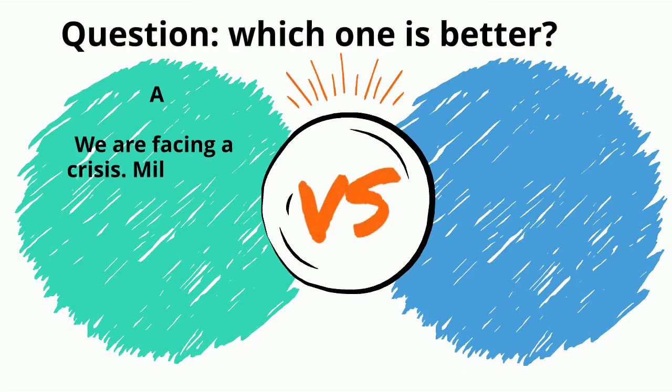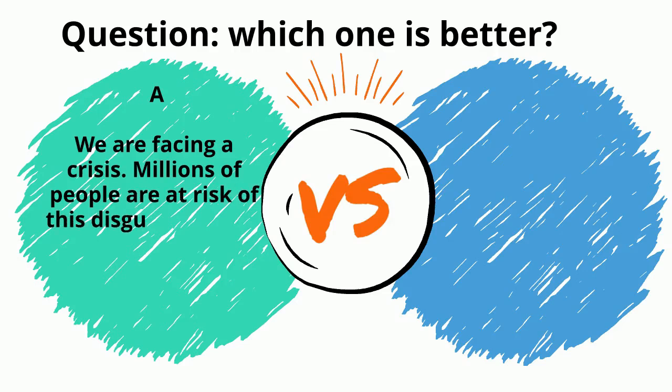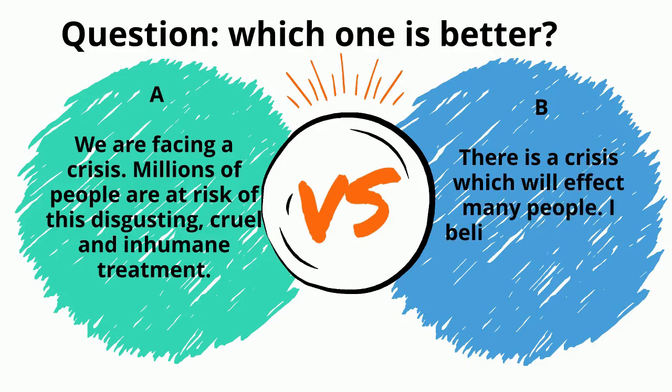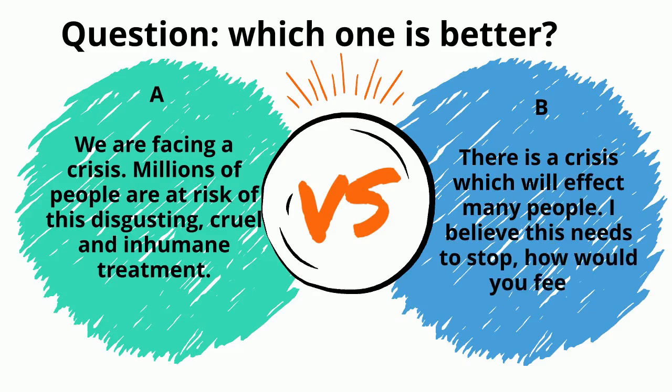Okay, so we're just going to have a look at two examples and see which one you think is better. So we've got A, we are facing a crisis. Millions of people are at risk of this disgusting, cruel, and inhumane treatment. And then B, there is a crisis which will affect many people. I believe this needs to stop. How would you feel? So just take a moment to have a think for yourselves and see which one you think is better.